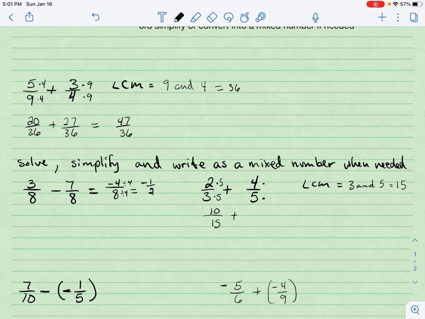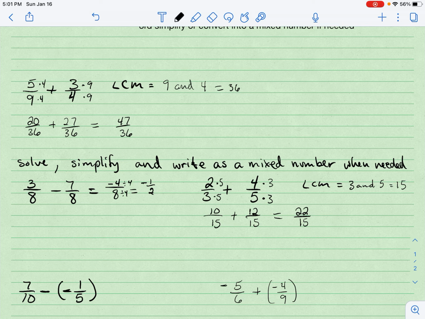We're going to multiply these ones by 3, because 3 times 5 is 15. So 4 times 3 is 12. 5 times 3 is 15. Okay, we add our numerators. 10 plus 12 is 22. We keep our denominator, which is 15.